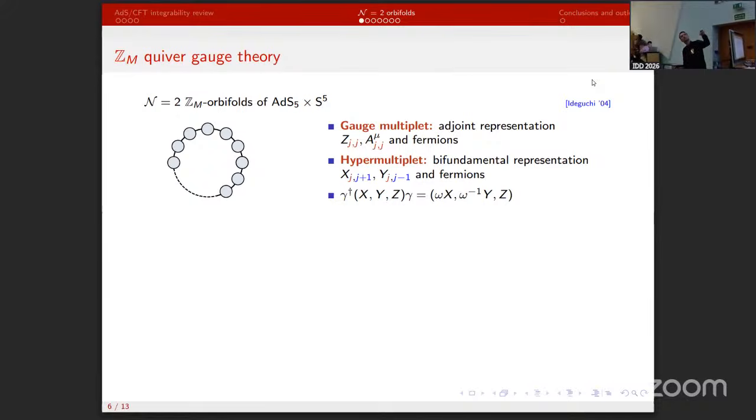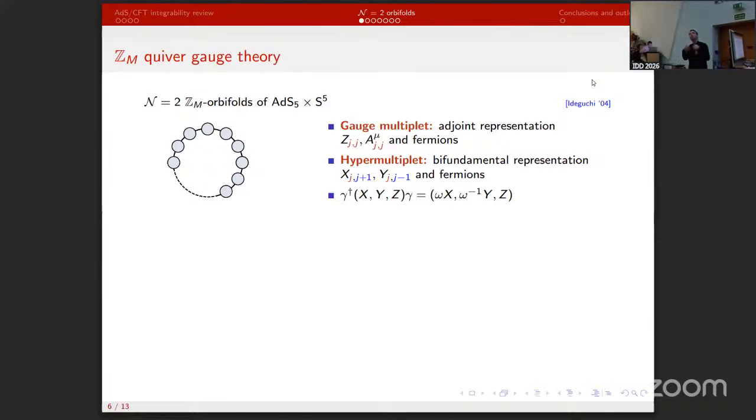And these fields here transform under the adjoint representation, so they stay within the same node. And then we have the hypermultiplets, the fields X and Y, and some other fermions that transform under the bifundamental representation. So these are the links between these different nodes here. In particular, X brings you one further and Y brings you one back. And then invariant operators always have to take a full circle in this quiver diagram.